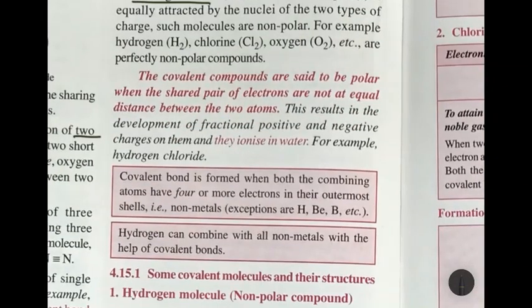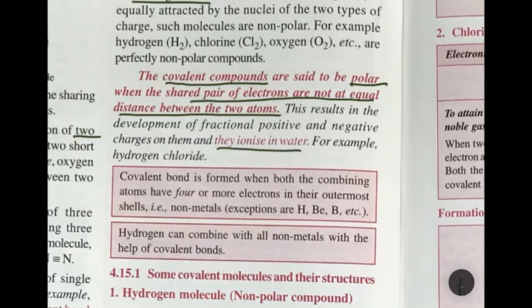Now supposing the covalent compounds do not have an equal number of shared electrons, they are said to be polar. And remember that when they are polar, the shared pair of electrons are not at equal distance between the two atoms. So as a result, there will be a fractional positive and negative charge on them, and they ionize in water. For example, hydrogen chloride.